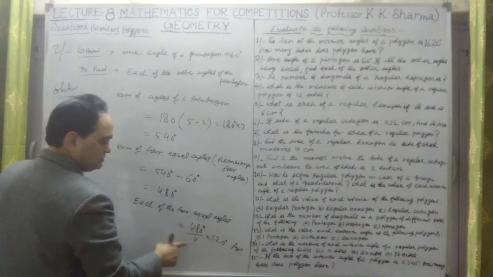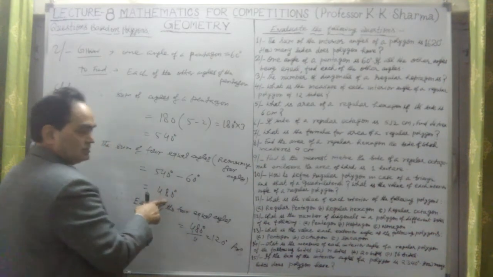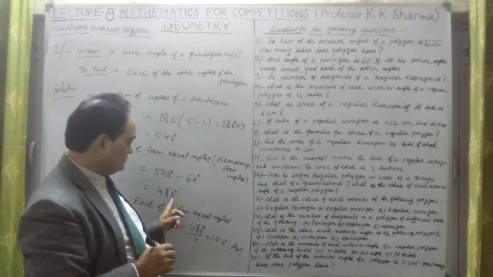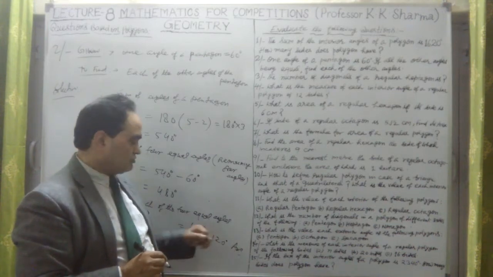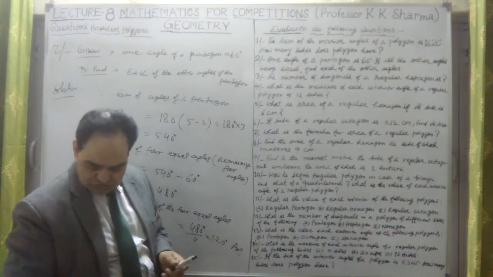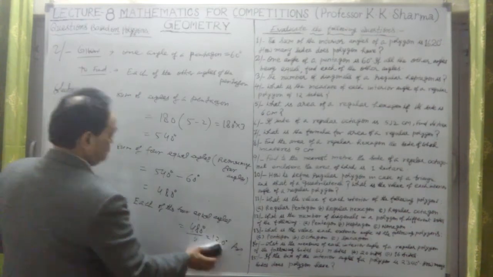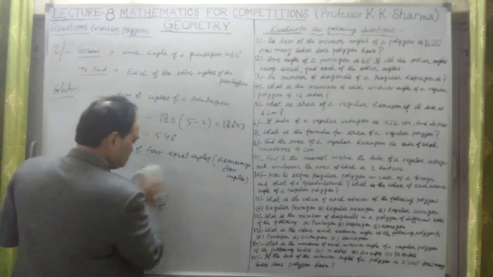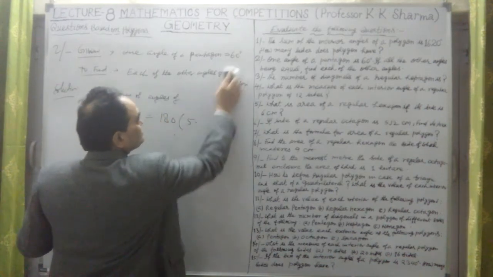Each of the 4 equal angles is equal to 480 upon 4, because the remaining sum of the 4 angles was 480 degrees. Each of the remaining 4 angles will be 120 degrees. This is the answer here. Okay, this is question number 2. We have completed it. Let us now take question number 3.